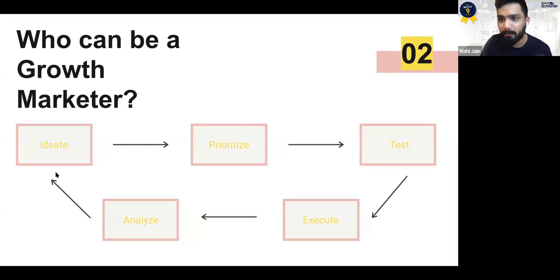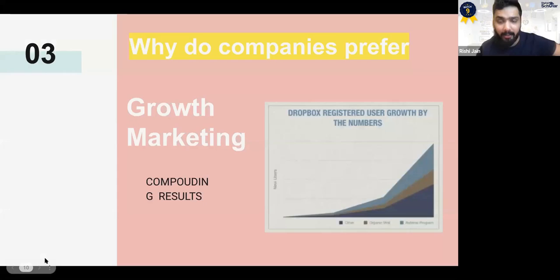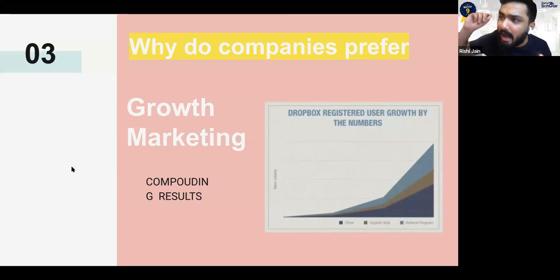Yes. So who can be a growth marketer? It could be anybody. The only point is, here we experiment and we do not do campaigns. You do so many experiments, but one small growth aspect can actually lead you to amazing results altogether. Now, why do companies prefer growth hacking? The results that you get from here are compound results, right? And I believe in compound interest, which means you keep doing the same work repeatedly over and over again, and after a few months or years down the line, the results compound into something huge.